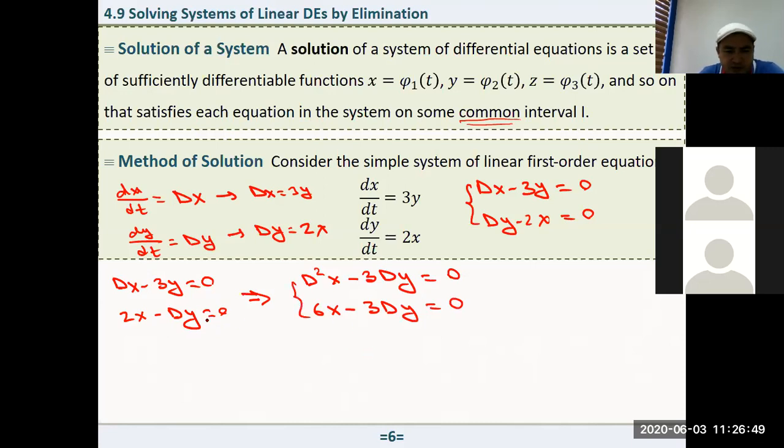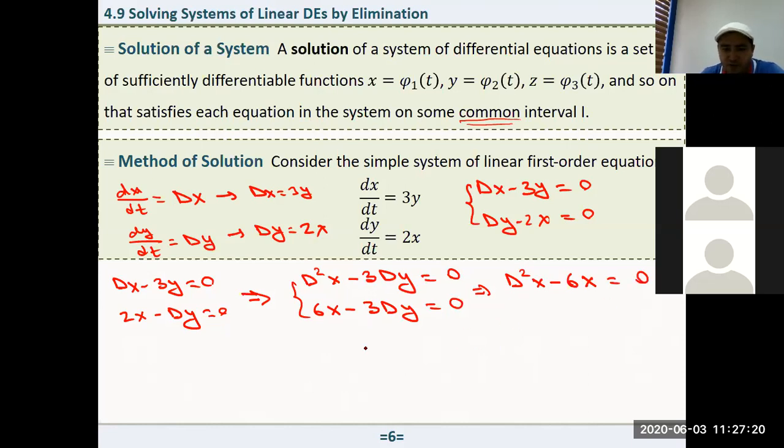These equation systems are not exactly the same, but they are equivalent. Equivalent means their solutions are exactly the same. Okay, so from here, if I subtract the second equation from the first one, what happens here? Since they're the same, I'm going to eliminate this part. So we will have here d squared x minus 6x is equal to 0.